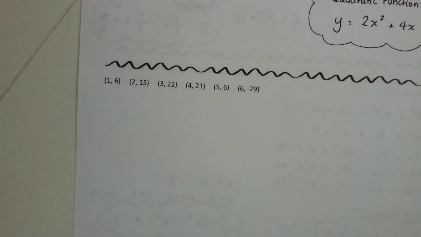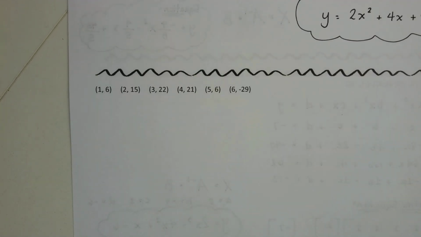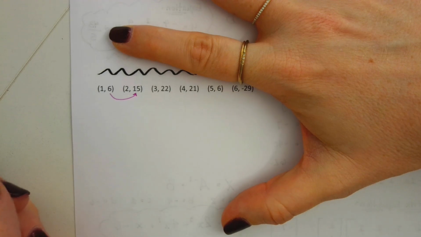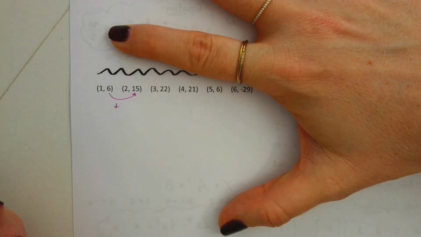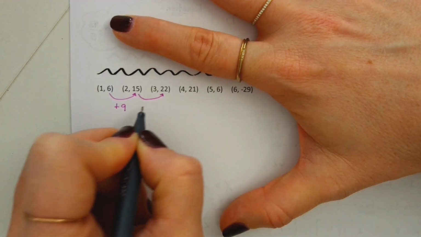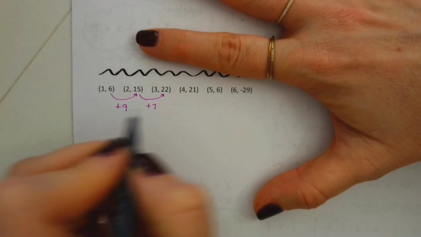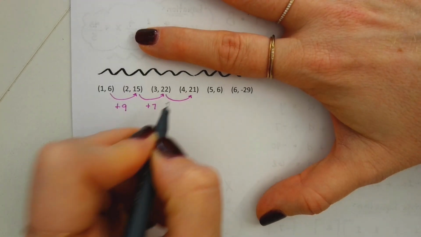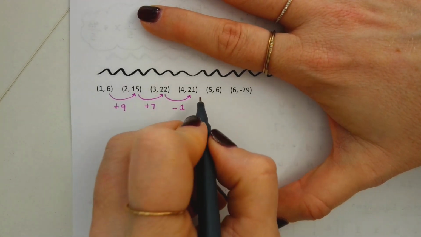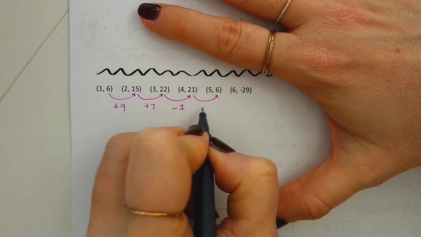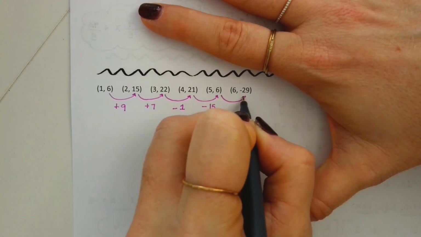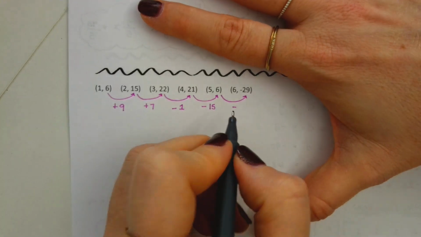All right, looking at those changes. Again, you're looking at the changes in the Y values. So 6 went to 15. That is definitely an increase, but an increase of how much? 9. Okay. And then 15 went to 22, increase of 7. 22 went to 21. Oh, that's our first decrease. So that would be minus how much? 1. And then 21 went down to 6, which would be a decrease or a minus of 15. And 6 went down to negative 29, which is a big decrease of how much? 35.